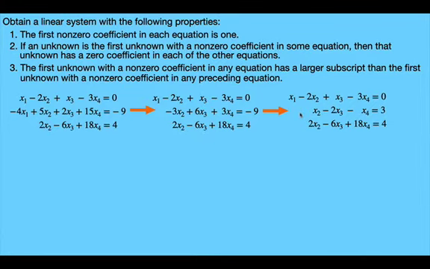Now you can see that this system doesn't satisfy our third property, since the x sub 2 term is the first unknown with a non-zero coefficient in the third equation, but the subscript 2 for x sub 2 is not larger than the subscript 2 in the preceding equation.